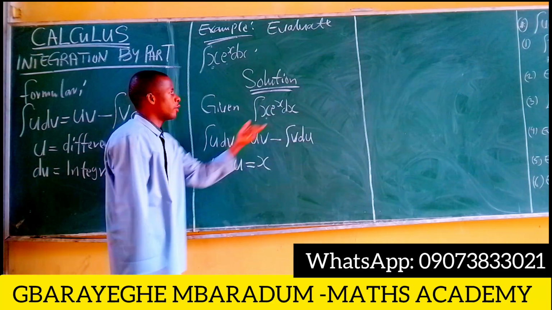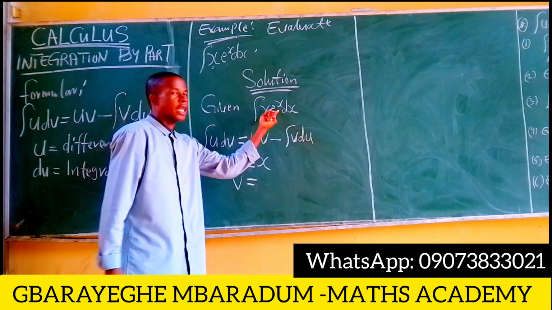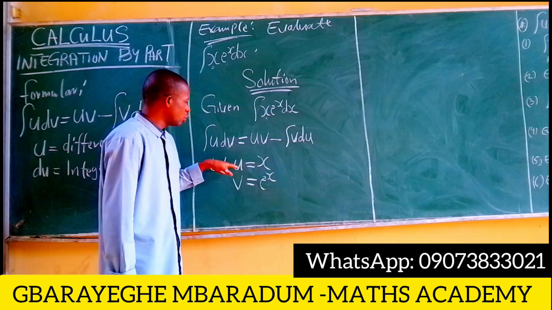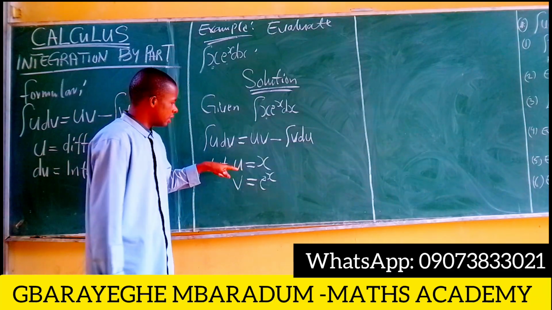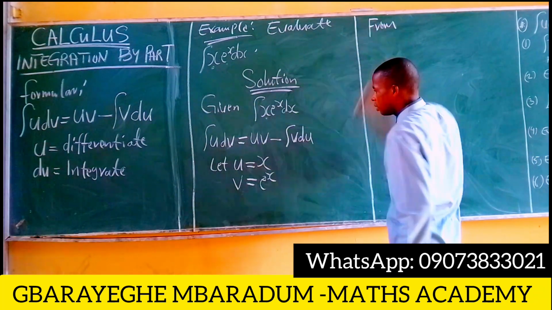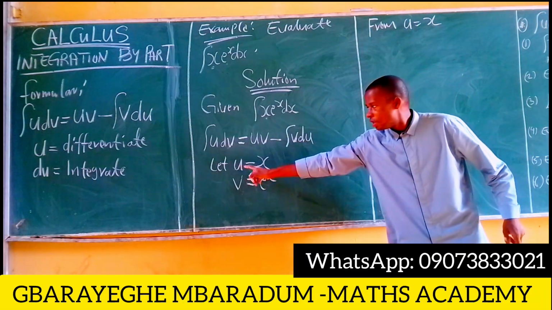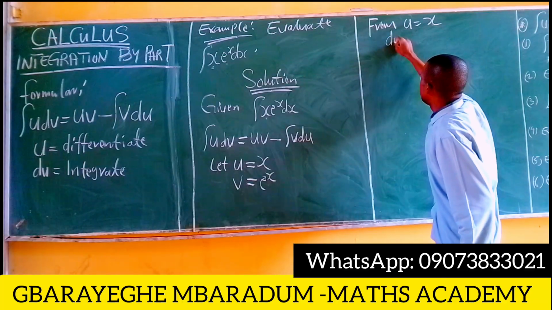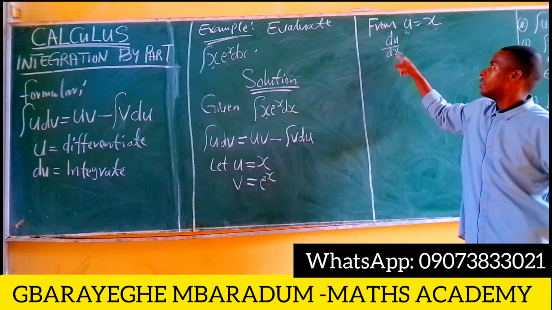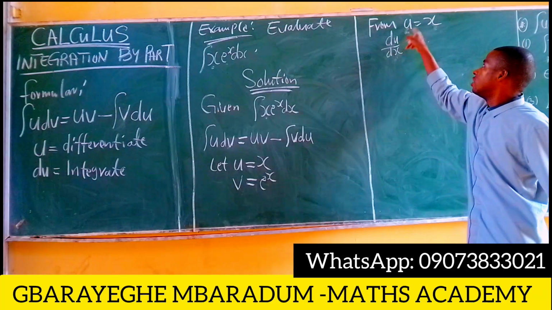Then our dv will be the function that we are going to integrate, so our dv is exponential x. Now, for us to get our du, we must differentiate our u. From u equals x, we say du over dx, which means differentiating the function u with respect to x, because x is the parameter in this function.